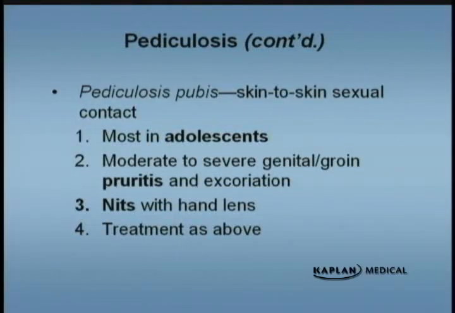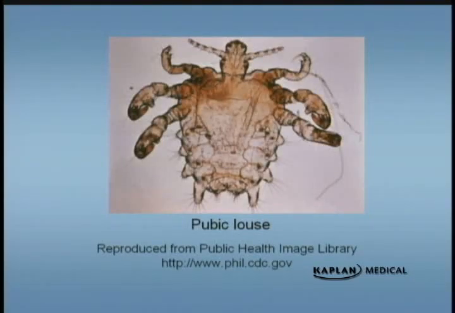The next one is pediculosis pubis, which is mostly seen in adolescents. This is skin-to-skin sexual contact. Again, it can cause pruritus and some excoriation from scratching. You can see the nits, and the treatment will also be with permethrin. This is the pediculosis pubis, and that's what that one looks like, the pubic louse.